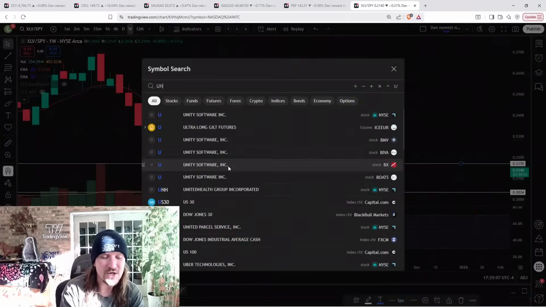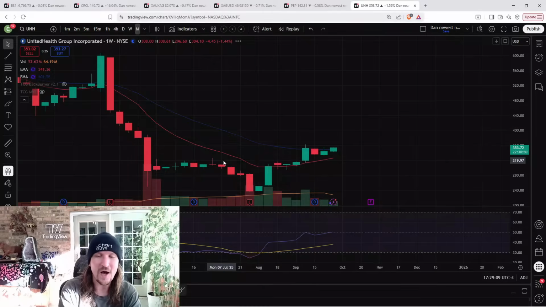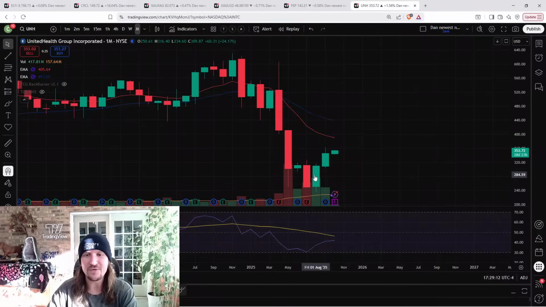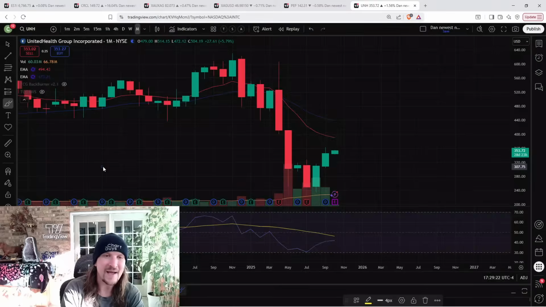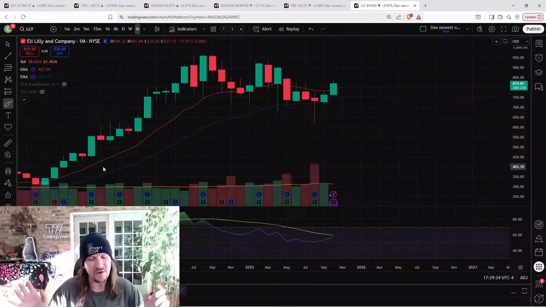So with that, we had UNH as a longer term bottom that we were watching for. We've got a nice bounce. If we're going to be confident that we can follow through significantly, eventually UNH will have to confirm a monthly trend change. But LLY, I just love the confluence of timeframes here.